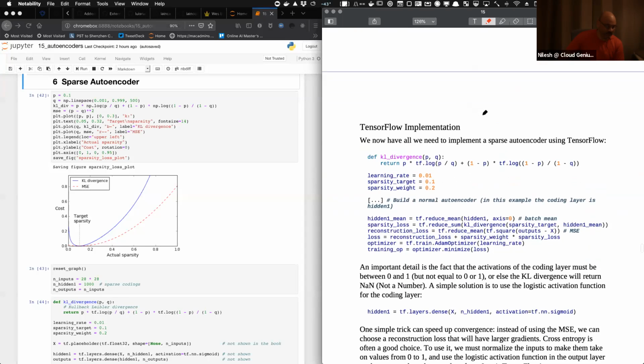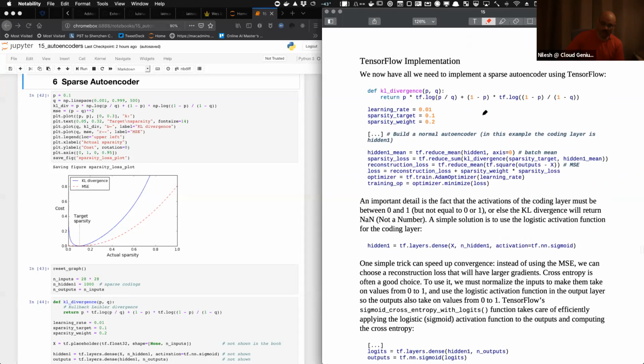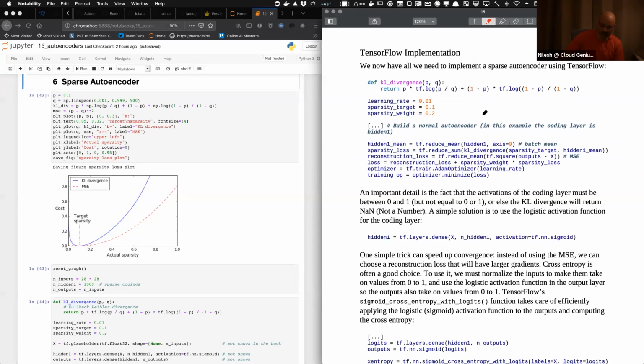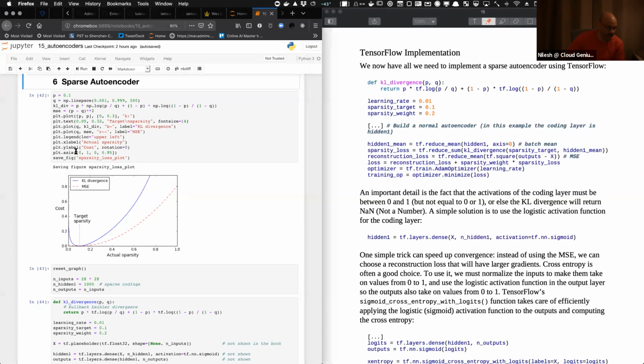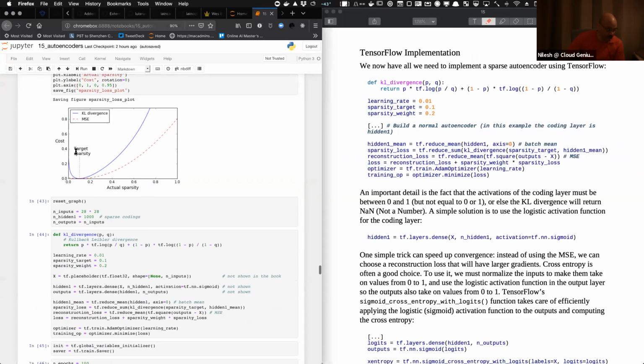There is this TensorFlow implementation in our book. So we can see on the left side the actual implementation. So let's go see the sparse encoder implementation itself that we are looking at on the notebook on the left side.